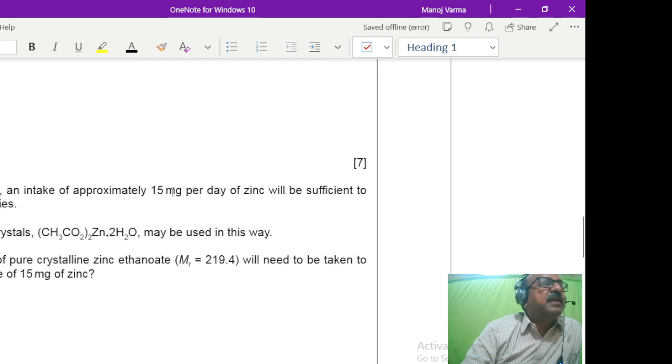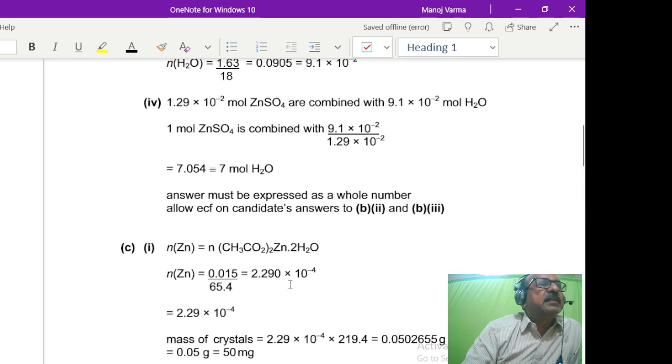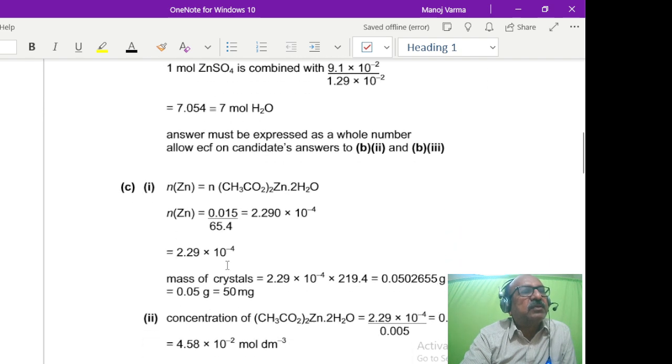So 15 milligram, but we cannot take milligram. To convert it into gram, you'll have to divide it by 1000. So it becomes 0.015. Then you have to divide it by the Ar of zinc, and you get the number of moles of zinc which corresponds to the 15 milligram of zinc. So this is what you get, right?